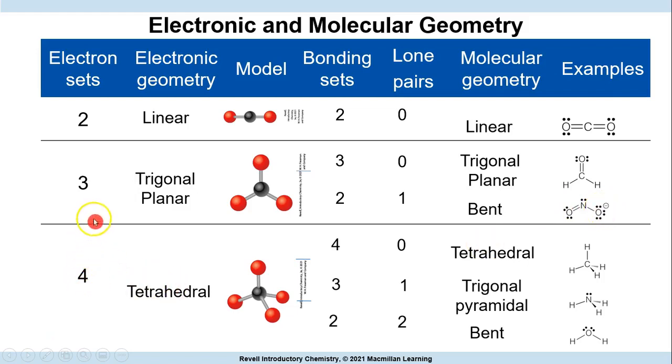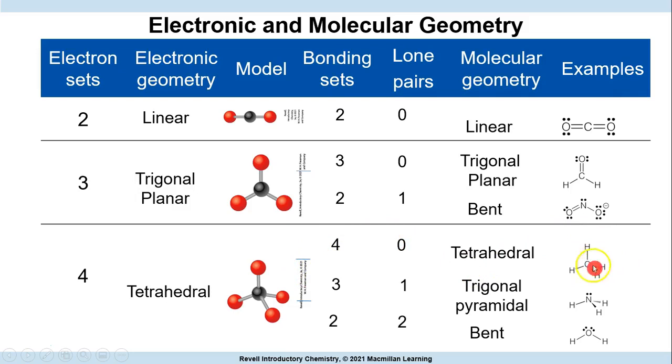Now we can also have 4 electron sets. So when we have 4 electron sets, the electronic geometry is tetrahedral. Now the model here is the regular tetrahedron, and for the 4, we may have 4 bonding sets, or we may have 3 bonding sets, or 2. So if we have 4 bonding sets, there are no lone pairs, and the shape will be tetrahedral.